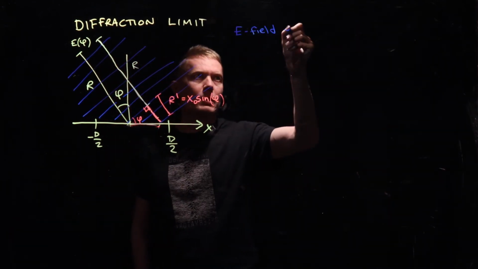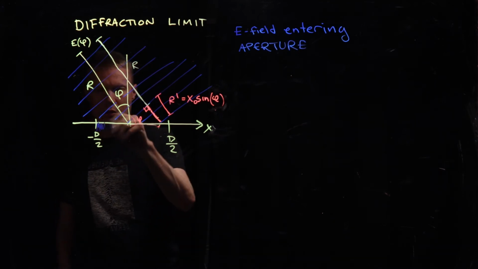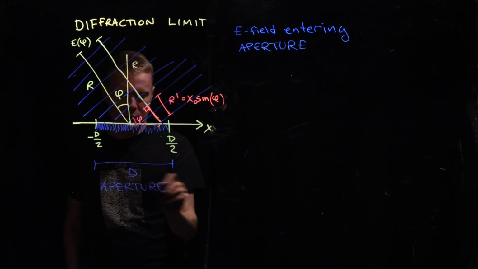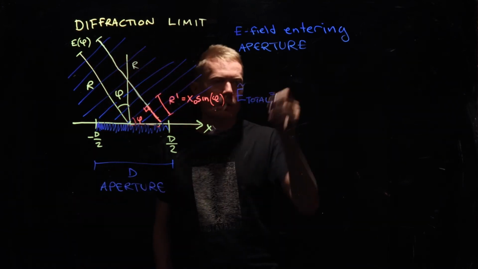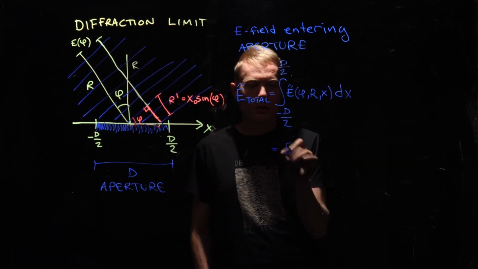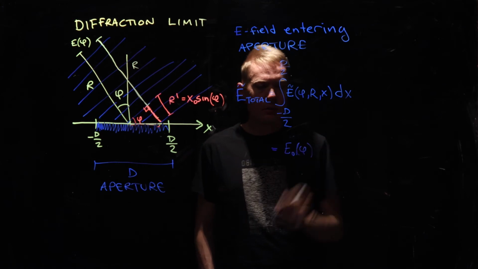The last step of the derivation is to determine the sum of all electromagnetic waves from direction phi entering the aperture. We obtain this by integrating the electric field across the whole aperture. Using our previous result, the integral evaluates to this.